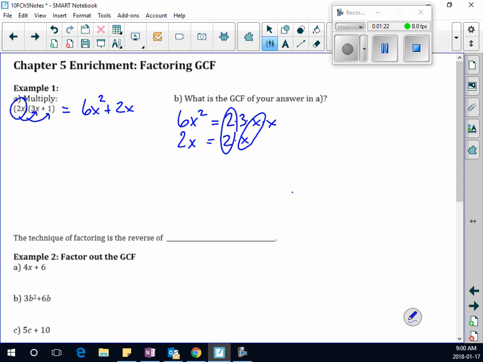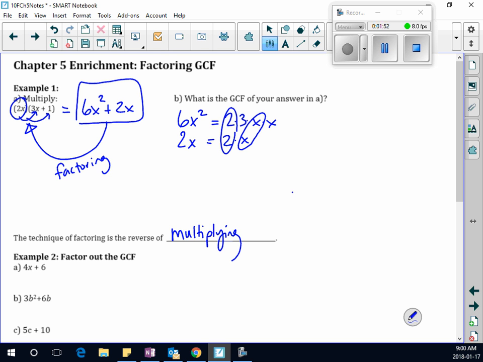So the technique of factoring is the reverse of multiplying. As you can see in my multiplication question, I multiplied the 2x into the 3x plus 1. The factoring is now going to take the 2x out of my answer. So basically taking this answer and making it look like that. That would be the factoring process.